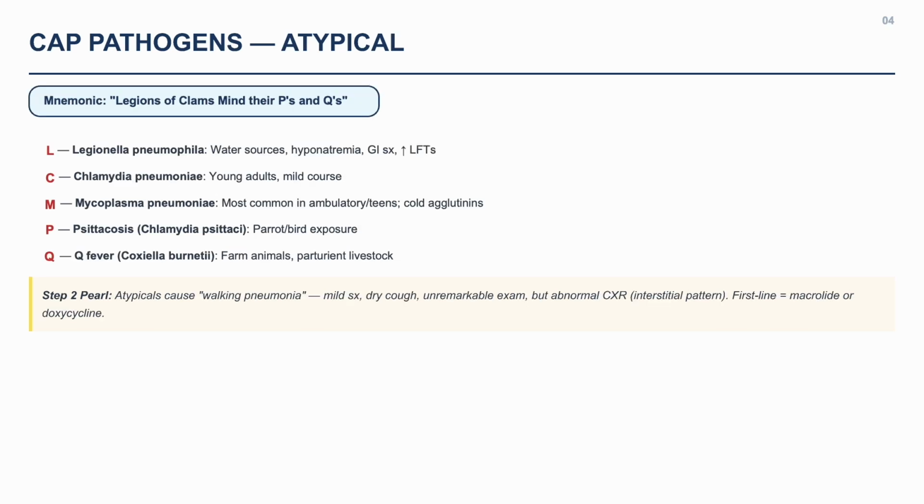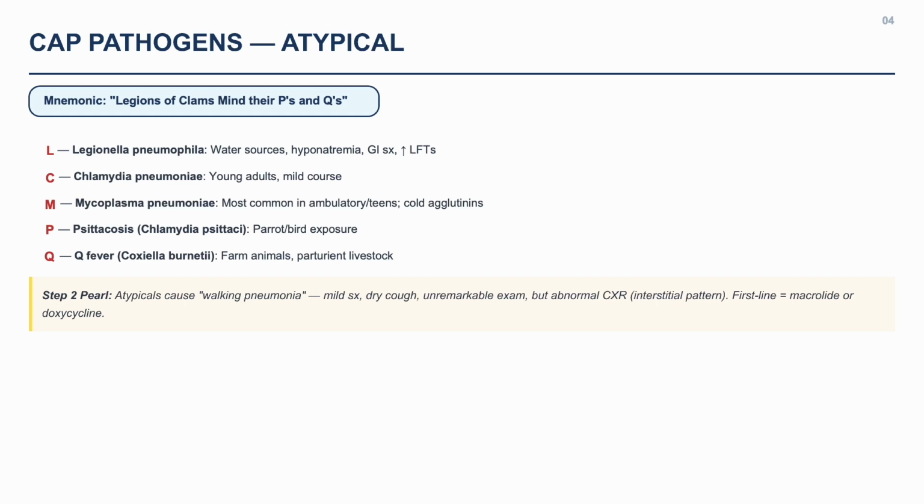For atypical pathogens, use the mnemonic: Legions of clams mind their P's and Q's. L is Legionella pneumophila, associated with contaminated water sources. Hyponatremia, GI symptoms, and elevated LFTs. C is Chlamydia pneumoniae, common in young adults with mild disease. M is Mycoplasma pneumoniae, the most common ambulatory pathogen, especially in teens and young adults, classically associated with cold agglutinins.